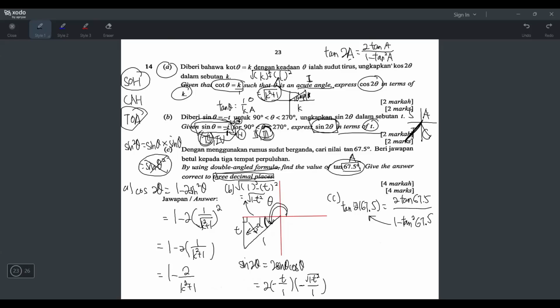Okay, it's -1. So this whole thing can change to -1 straight away. And then you can times with this 1 minus tangent square 67.5, right? And then equals 2 tangent 67.5. Okay, so I want to take back what I mentioned just now.